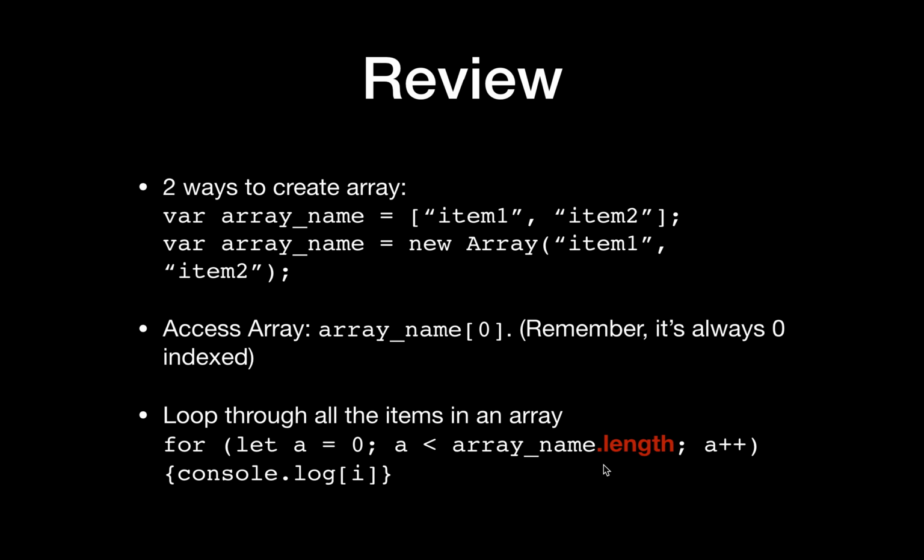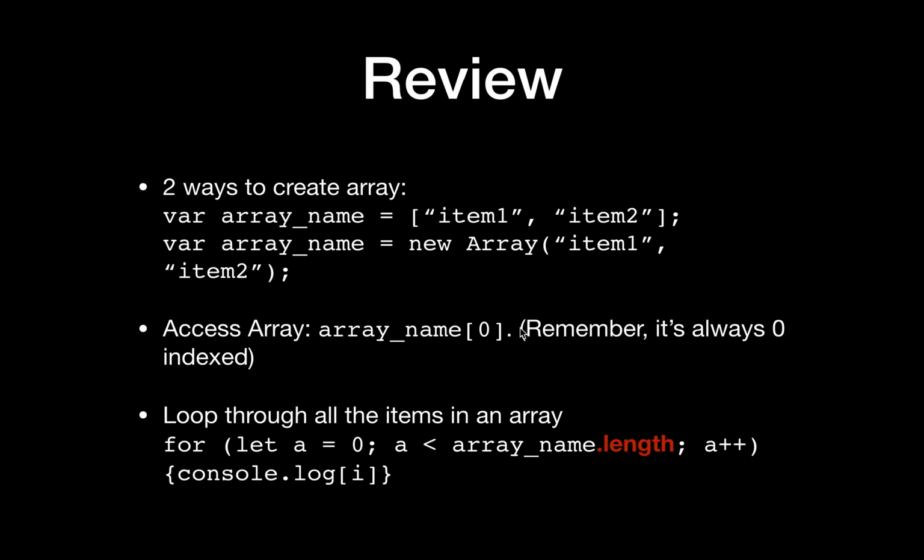So recall that we know what an array is, which is a better way of storing a chunk of data. And there are two ways to create an array. You can create a variable, array name, equal to brackets with item 1, comma, item 2, etc. Or you can just use new Array, as in JavaScript, it's a reserved word, with item 1, item 2. These are two ways of creating arrays.